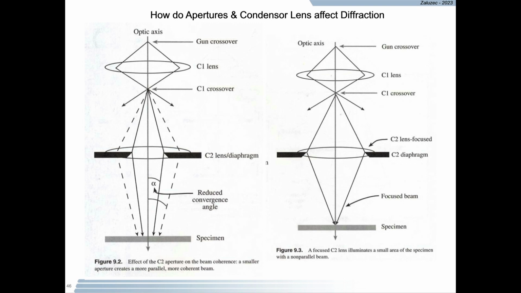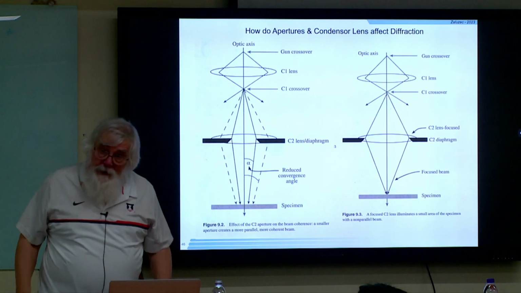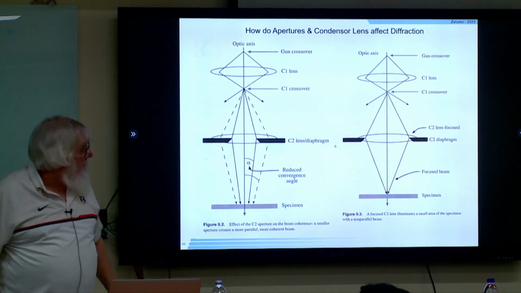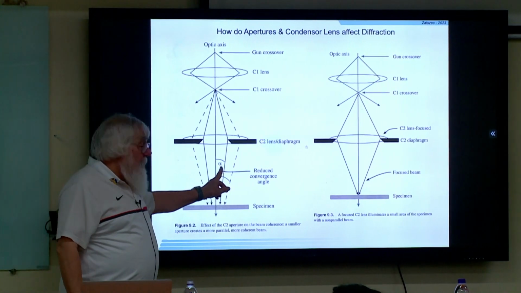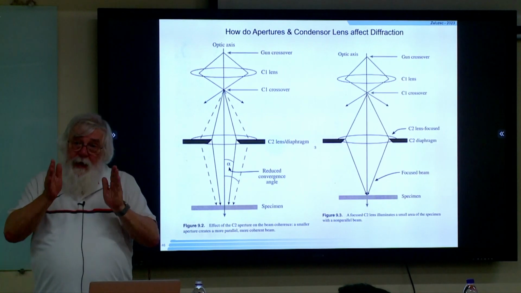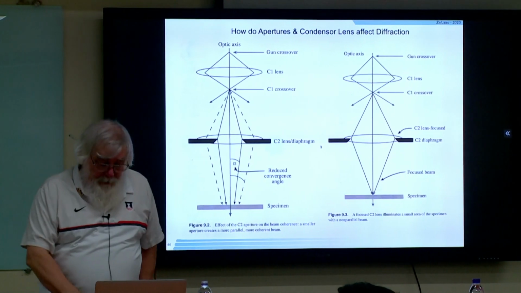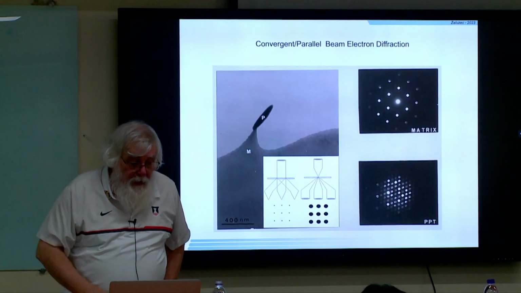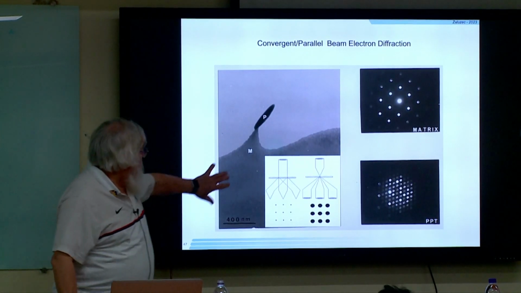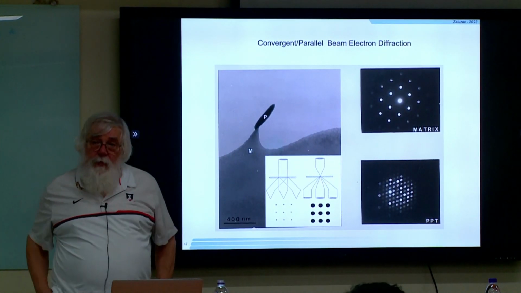All right, so we talked about apertures. Is that the right slide? Yes. We talked about apertures before, and we talked about apertures doing two things: controlling the beam current and controlling the coherence. But in diffraction space, they also control something else. They control the angle of the beam and the angle that we see in the diffraction pattern.